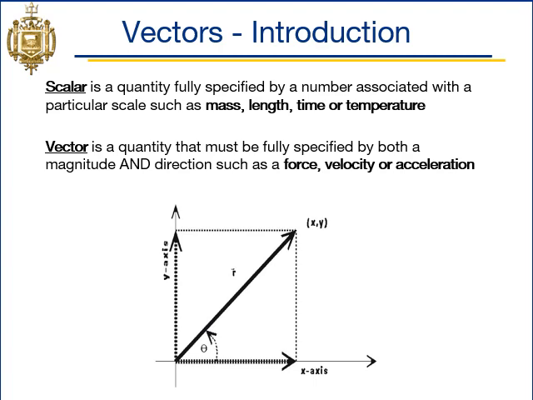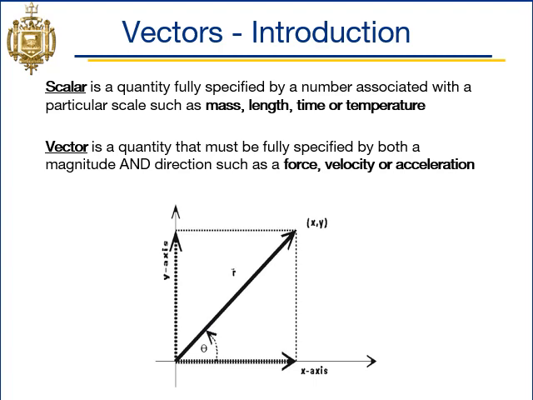So good examples of scalars are mass, length, time, or temperature. We want to know how much is in something, but that thing doesn't necessarily have some type of direction to it. Mass tells you how much matter is in an object, but there's no real direction associated with the mass of something.